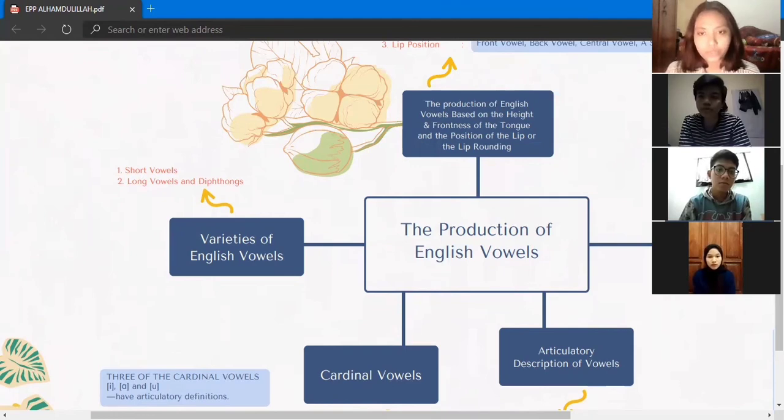Short vowels have no noticeable change in quality during their articulation. For example, pit, set, cat, dog, but, and put. The second one is long vowels and diphthongs that change in length, quality, and gliding movement from one vowel to another. For example, pull, card, peace, say, buy, cow, eyes, and go.